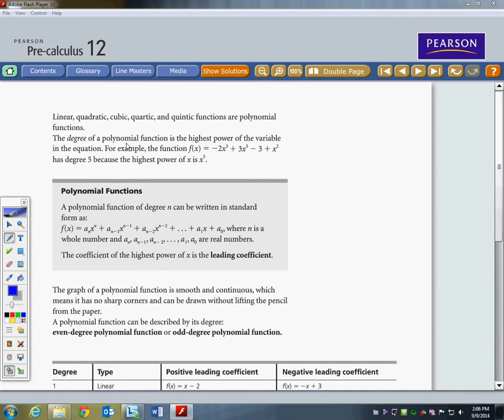The degree of a polynomial function is the highest power of the variable in the equation. So this would be degree 5 because the x to the fifth is fifth. The coefficient of the highest power of x is the leading coefficient. So in this case, the leading coefficient would be a positive 3.